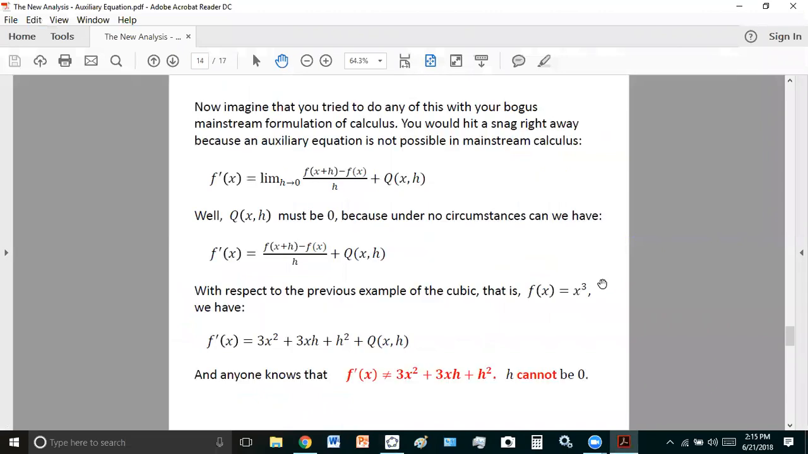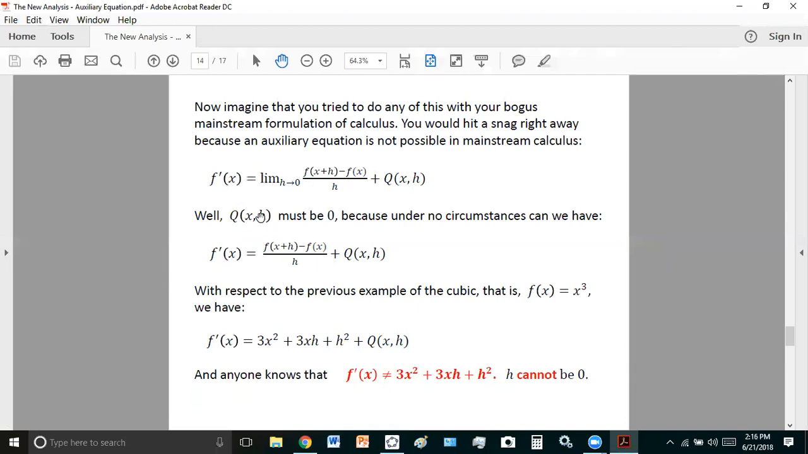Now imagine that you try to do any of this with your bogus mainstream formulation of calculus. You would hit a snag right away because an auxiliary equation is not possible in mainstream calculus. So what you'd have in mainstream calculus is something like this.